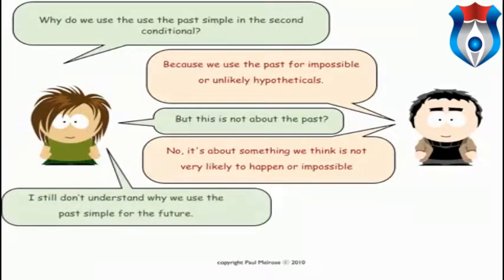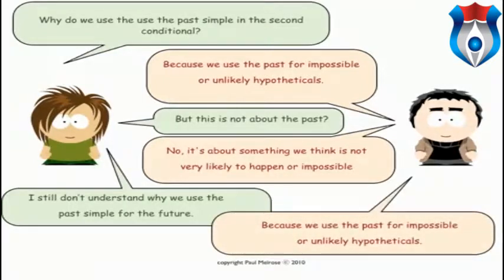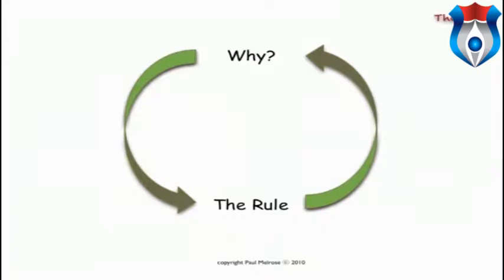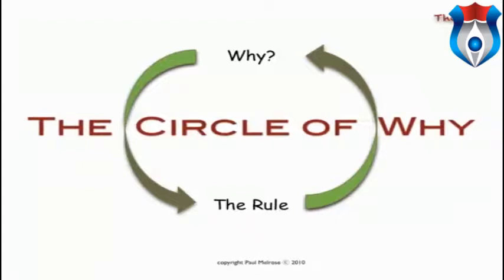And the student says, I still don't understand. Why are we using the past simple in the future? The student is repeating their question. And the teacher says, because the past is for impossible or unlikely hypotheticals. And what's happening here is the student is asking the same question and the teacher is repeating the same rule. And there's no real explanation happening here. So we have a why, and the answer is a rule, which simply creates the same why again and is answered with the rule. And eventually the student gives up, and we have an acceptance of the circle of why.